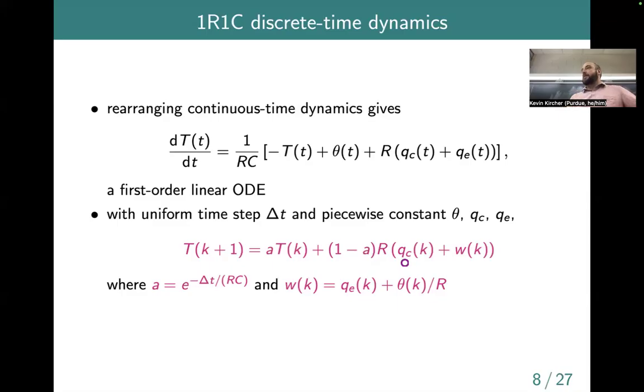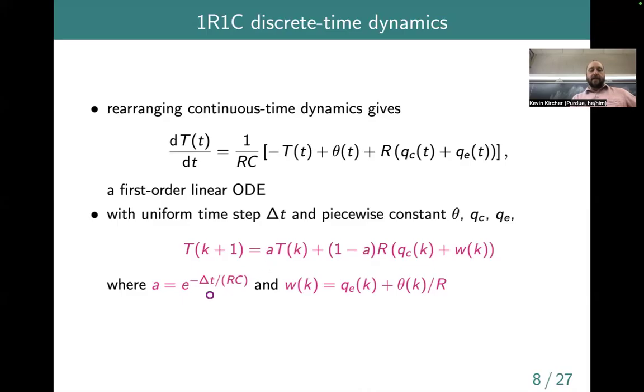So this is maybe the energy coming out of a heating or cooling system. And then W here is everything that we can't control. So this is both the boundary temperature theta, outdoor air temperature, and also the uncontrolled heat that we're getting from sunlight, from body heat, and so forth. And I believe there is a homework problem this week that shows how this works, putting in the steps to get this equation.